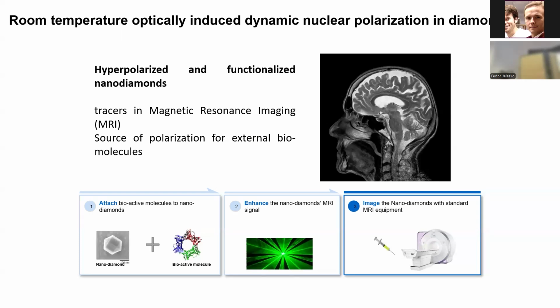One can also think about using the small size of nanodiamonds to allow polarization to diffuse out of the particles and polarize nuclear spins external to nanodiamonds. In this case, you can polarize metabolically essential molecules. This is another very important application. So in both cases, you would like to have very small nanodiamonds with NV centers and transfer polarization from the NV centers in nanodiamonds to the nuclear spins.